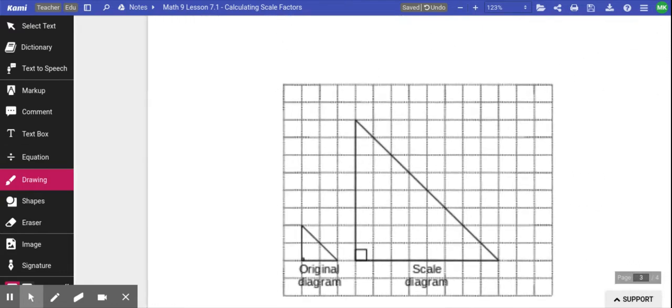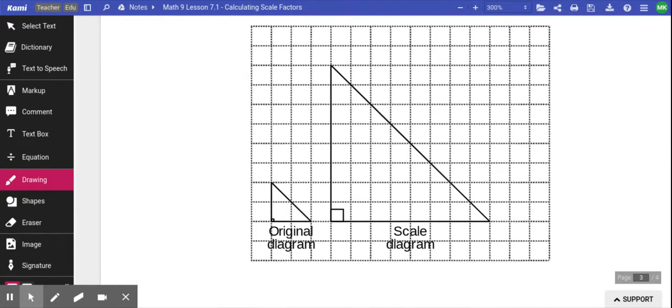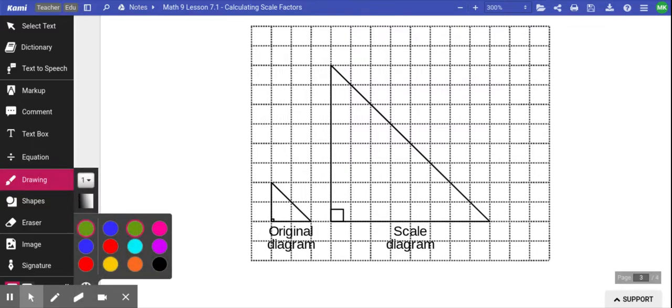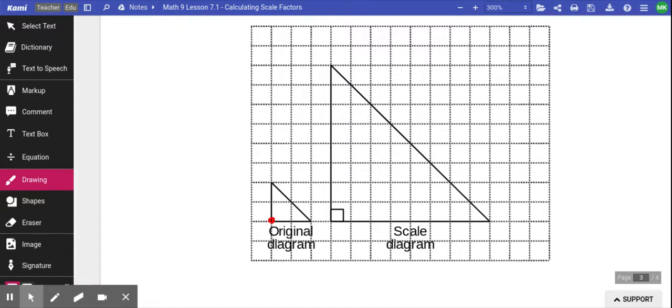So we're going to zoom in on this triangle here. To calculate a scale factor, the first thing I want to do is find two side lengths that are the same corresponding side lengths. So on this little triangle, I'm going to go from here to here. That is 2 blocks long. On my new image, or my scale diagram, that would be the corresponding length. The same length, except now it's on the new triangle. And when I counted, it's 1, 2, 3, 4, 5, 6, 7, 8 boxes long.